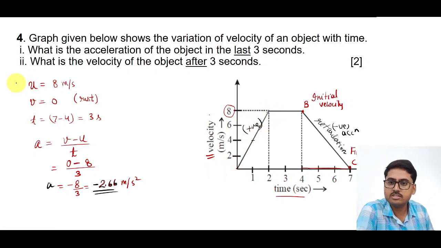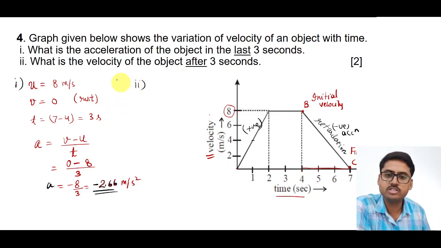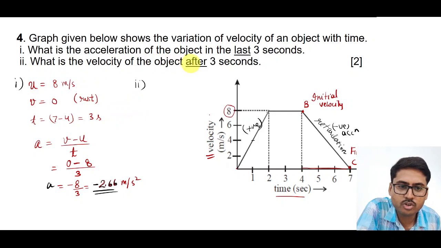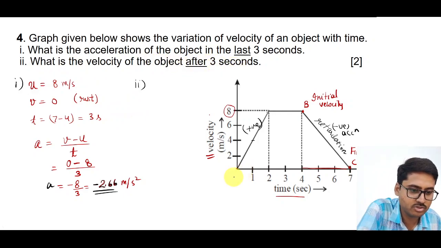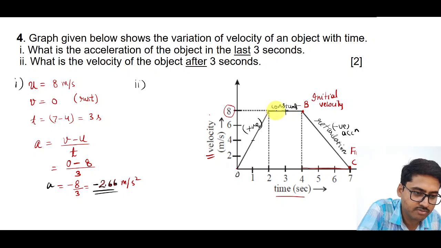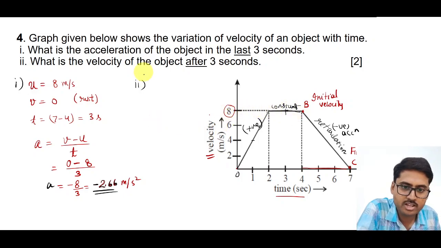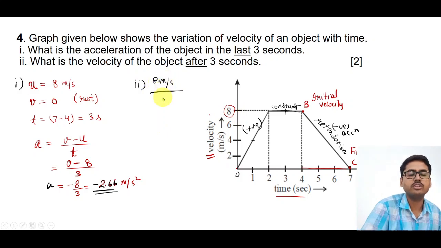So we have answered part 1. Now let us see the answer of part 2. The question says, what is the velocity of the object after 3 seconds? So this is 0, 1, 2, 3. After 3 seconds, the velocity over here is, of course, constant. This is constant velocity because velocity is not changing, and it remains constant from here to here. This is equal to 8 meter per second. So you can write the answer directly, no calculations required.